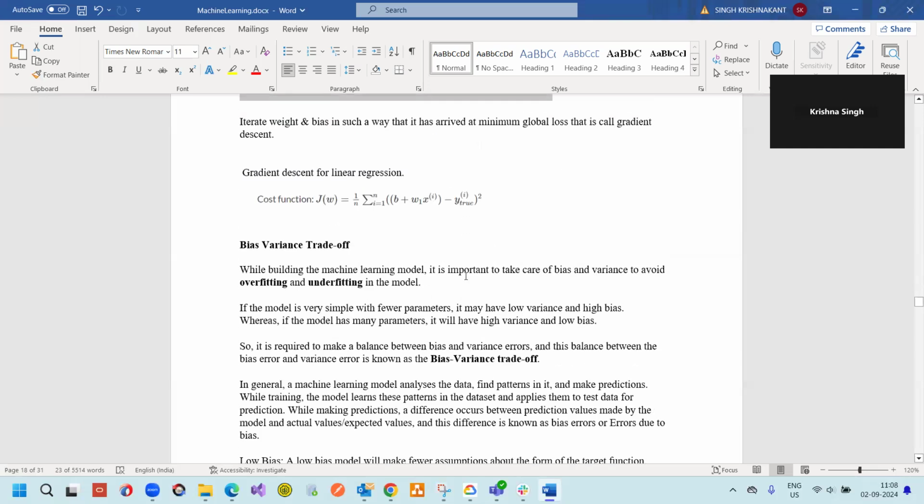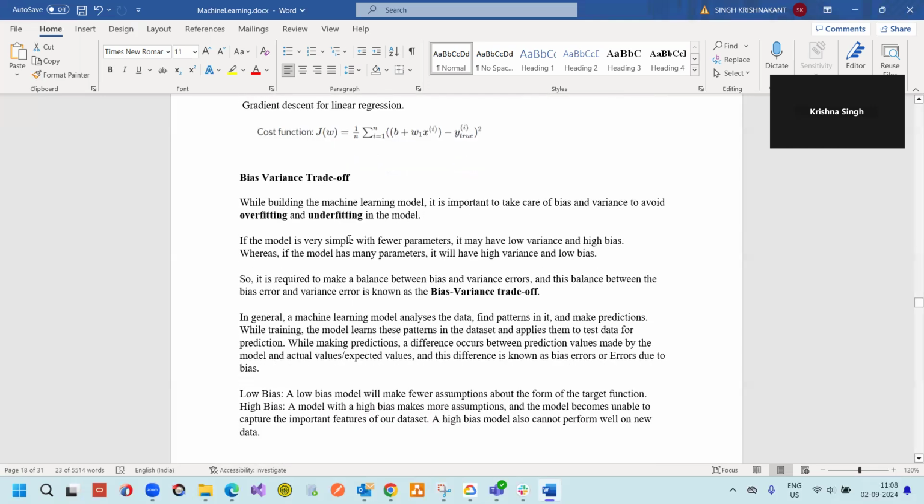Now coming to bias variance trade-off. So what is bias variance trade-off? While building a machine learning model, it is important to take care of overfitting and underfitting in the model. When you build your model, you need to keep a balance of bias and variance so that you can reduce overfitting and underfitting. So what do we call bias and what do we call variance?